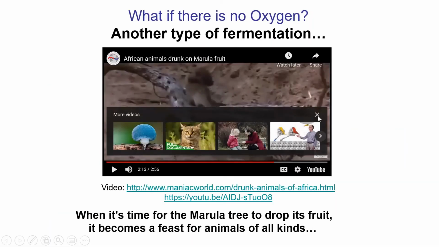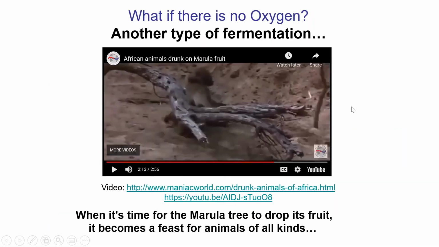So I'm going to stop it there. You can always look this one up. You just need to look up drunk animals. You'll find it pretty quickly, but hopefully you get the idea there.